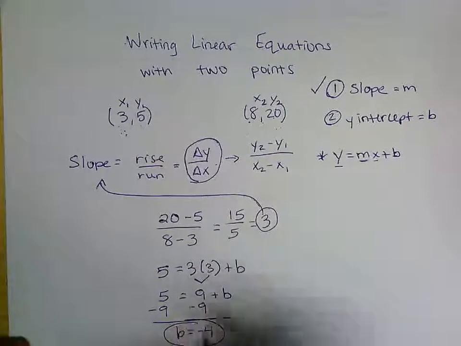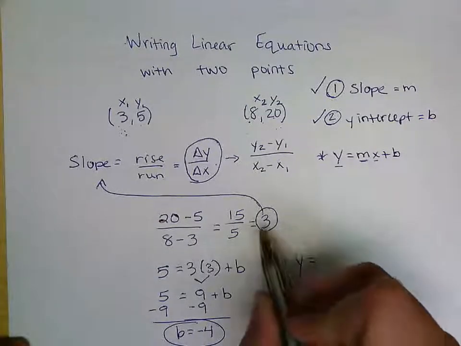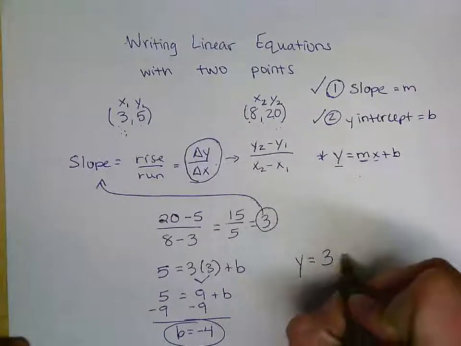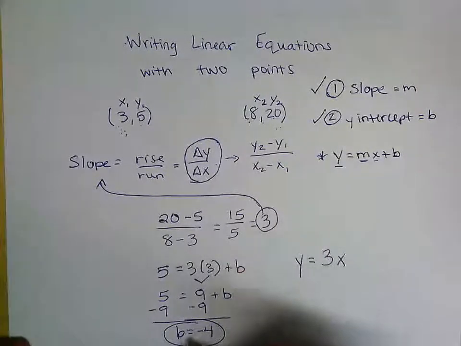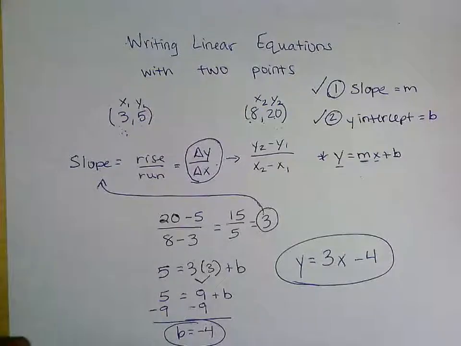So now I know this negative 4, and that's b here, so now I can write my equation because I know both of the things I need to know. So my equation for this one would be y equals m, which was our slope that we solved for, times x, and then plus b. In this case, b is negative 4, so I can subtract 4. So we end up with y equals 3x minus 4.